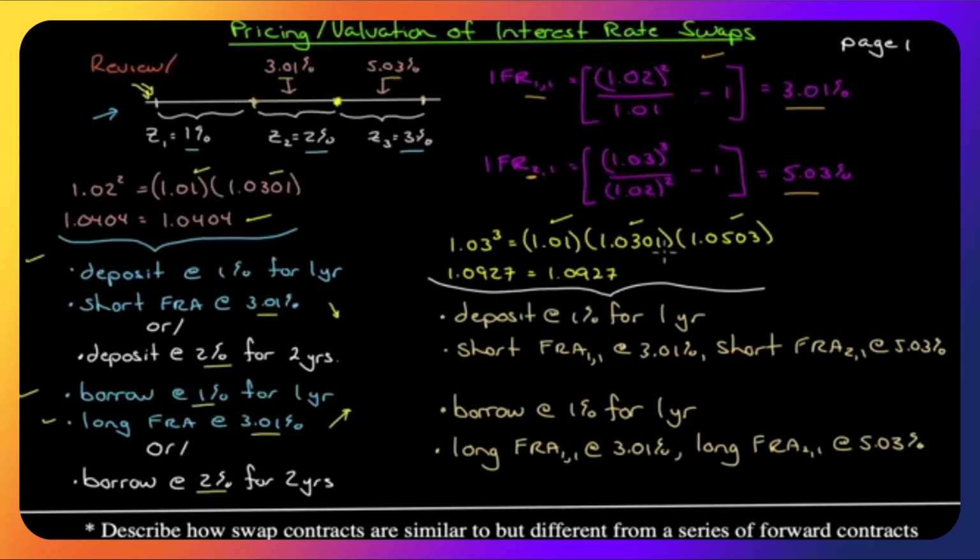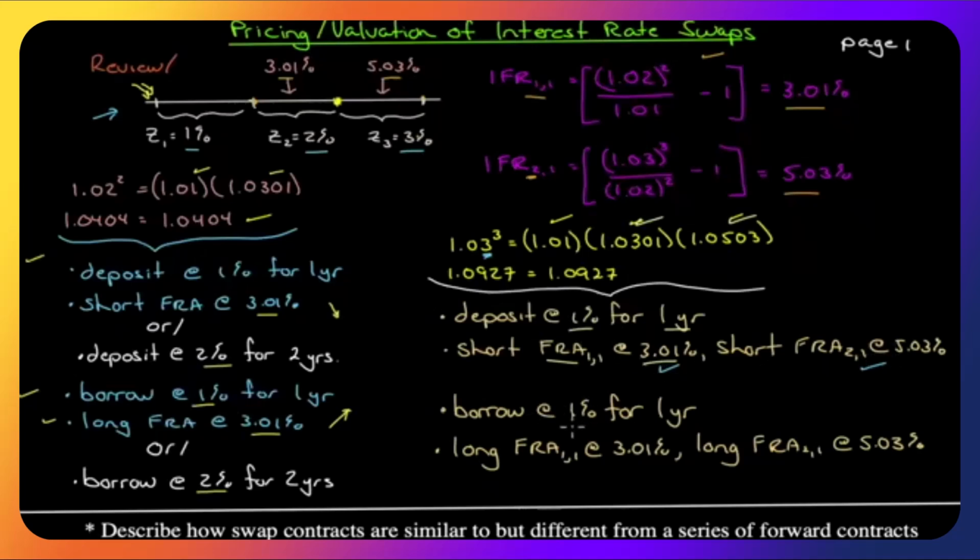And we can apply the same interpretation here, right? Deposit at 1% for 1 year and simultaneously short an FRA at 3.01 and short an FRA at 5.03. Notice what we're doing now is we're doing 2 separate contracts to lock in one rate, to make sure that we get a fixed rate of, here it is right here, the 3%, the spot rate. To make sure we get that 3-year fixed rate, the spot rate itself, we have to involve 2 other contracts.